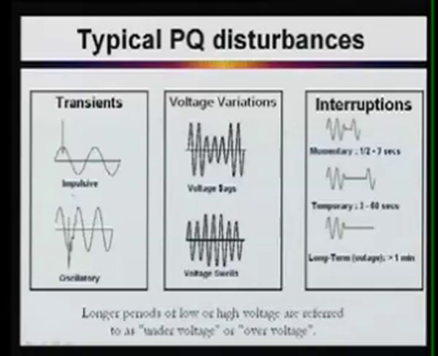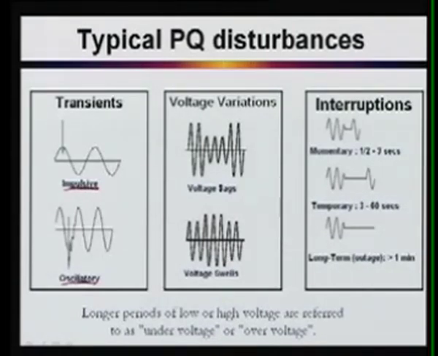Now let us see the various power quality disturbances. The typical power quality disturbances, the first one is transient. The transient may be of two types: one is the impulsive transient, another is the oscillatory transient. It is known as impulsive because you can see this is a perfect sinusoidal wave shape, it may be your voltage or current, and if there are some impulses here, it is known as an impulsive transient. And if it is oscillatory in nature, you can see here it is oscillating, so it is an oscillatory transient.